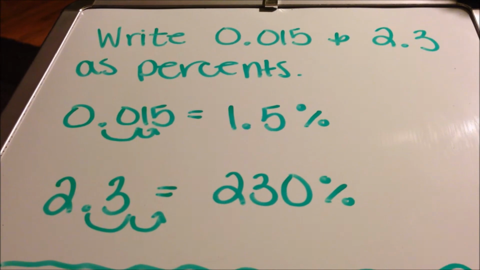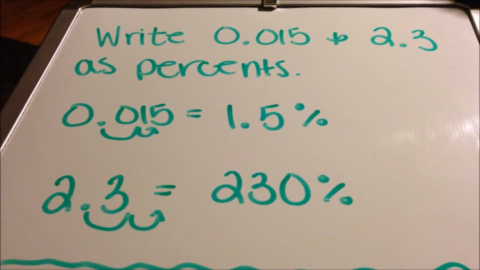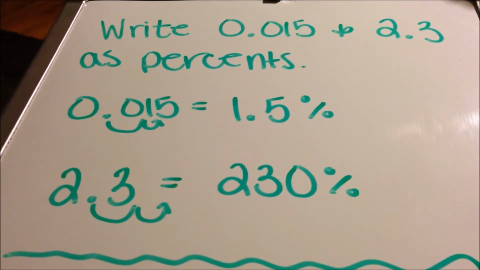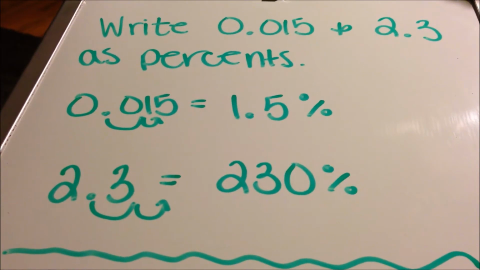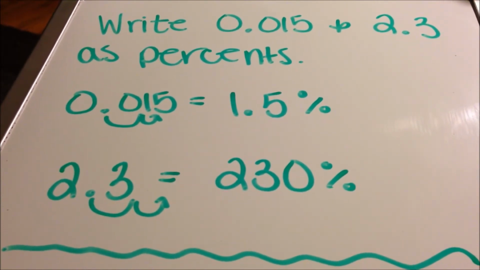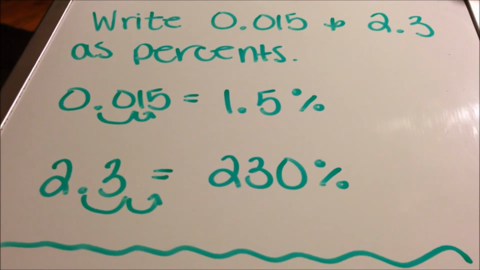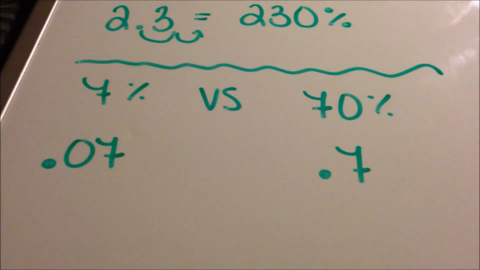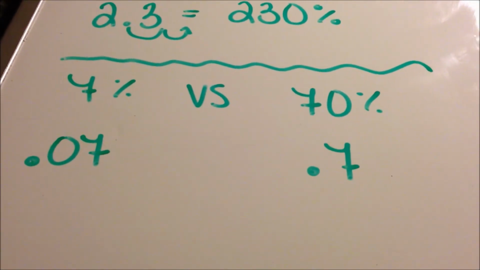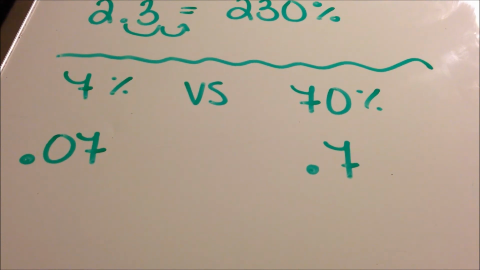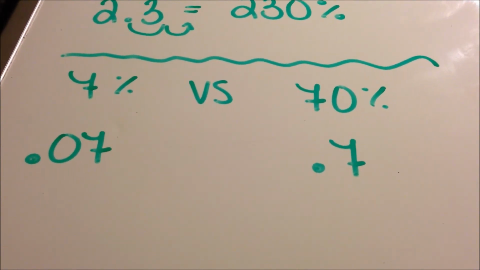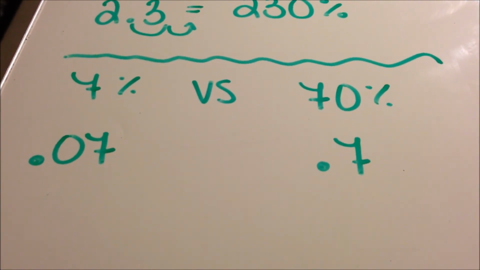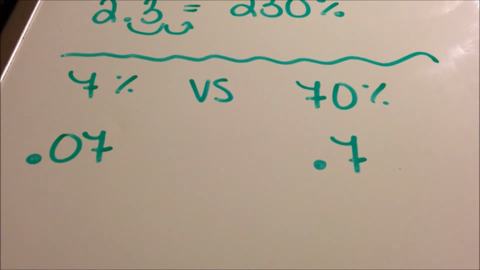Let's try this one. Write 0.015 and 2.3 as percents. Again, to convert from a decimal to a percent, you move the decimal point 2 places to the right. So 0.015 converts to 1.5%. 2.3 converts to 230%. Let me talk about one more thing involving converting from percent to decimal and vice versa. For example, let's talk about 7% versus 70%. Be really careful in a situation like this. 7% is 0.07 and 70% is 0.7.